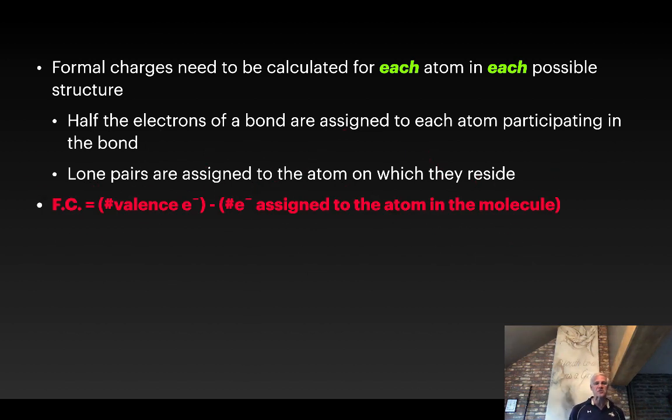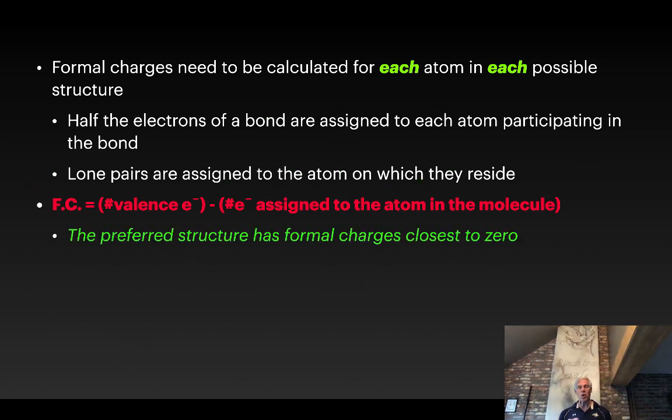And so our final calculation for formal charge is we take the number of valence electrons that we expect for a particular atom, so something like oxygen would be 6, minus the number of electrons that we have assigned to the atom in the molecule after we've split the bonds and assigned the lone pairs. So we just take the number of valence electrons minus the number of electrons we've assigned, and that gives us the formal charge. And when you look at all of the formal charges of all of the different atoms in a structure, the preferred structure is going to have all of the formal charges as close as they can get to 0.